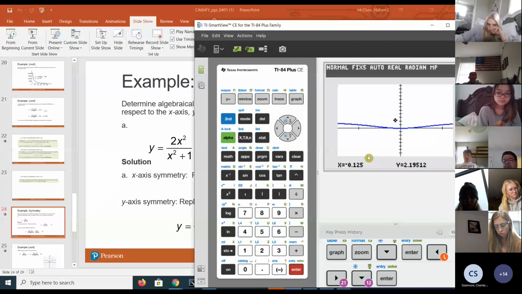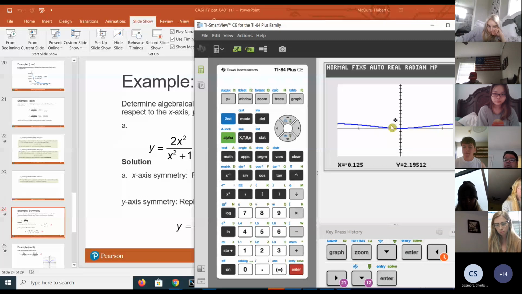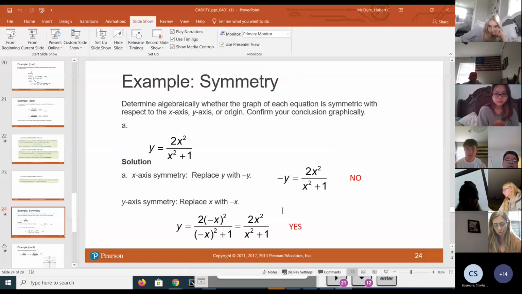If it was in the first and the third quadrant, or the second and fourth quadrant, then it would be around the origin. But since it's around the y-axis, that's going to be an even function. Yes, y-axis symmetry. Okay.